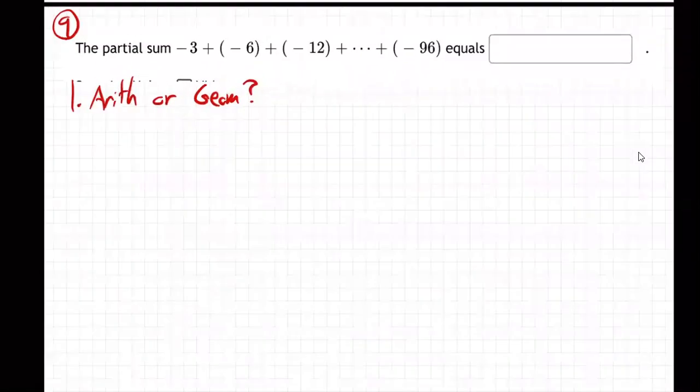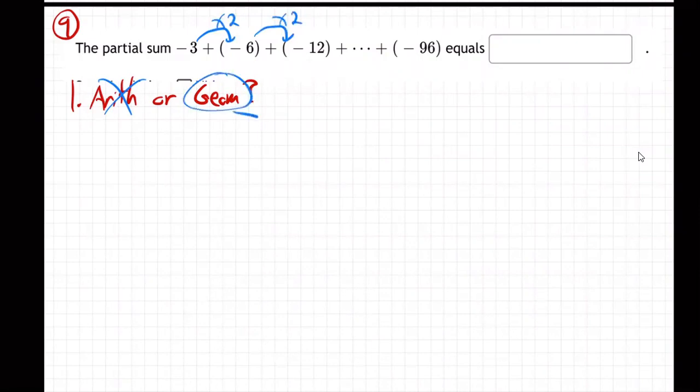What are we doing? Well, if you look at it, every time this is going down by 3, oh no, it's not. My mistake. I was going to subtract 3 again, but that's not -9, is it? So it's not arithmetic. My mistake. And what's it doing? It's timesing by 2. It's multiplying by 2 every time. So it's geometric. Okay. And not only that, we want the sum of a geometric.